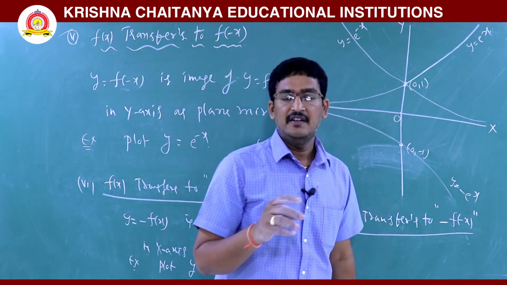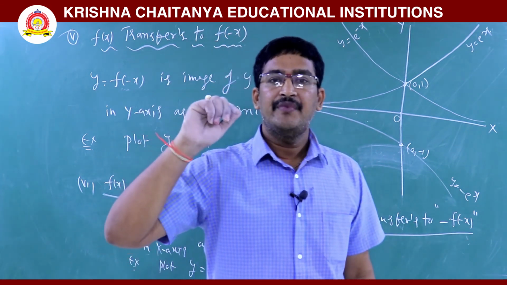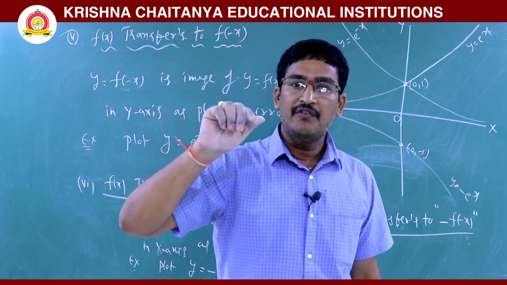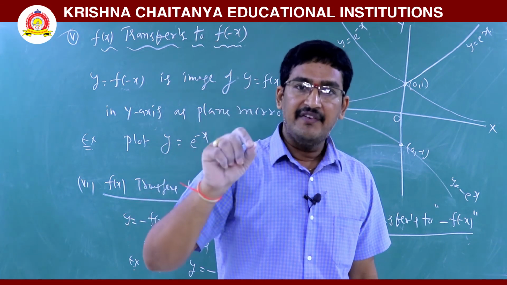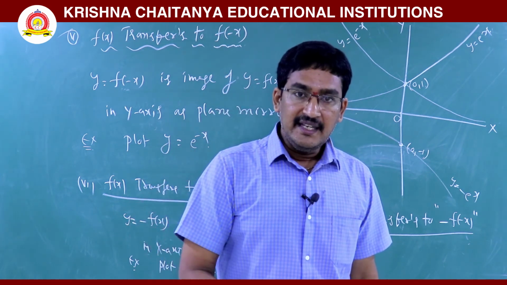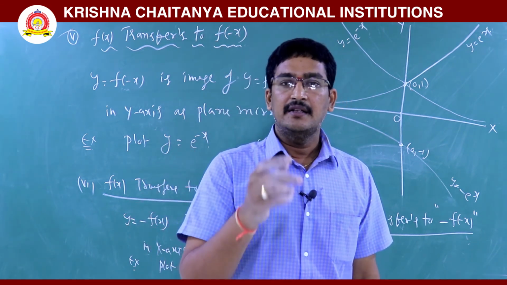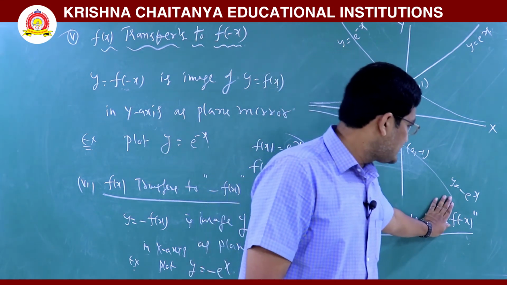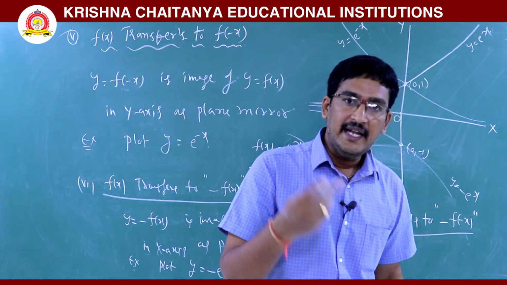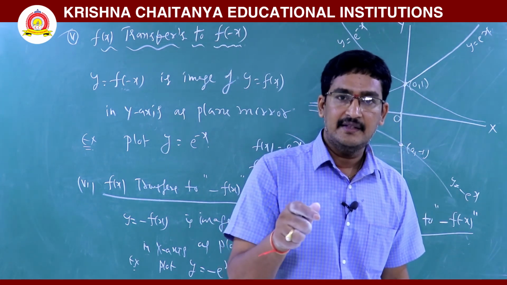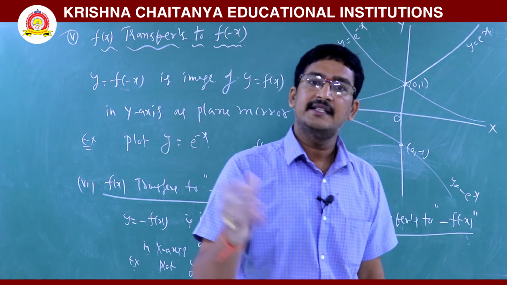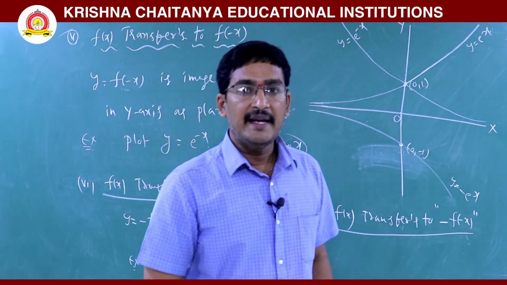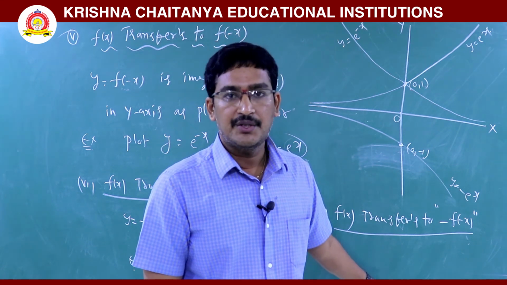Okay, two points are there. First you have to draw an f of x curve, and then you have to find the image of f of x in y-axis as a plane mirror. Then you will obtain the graph f of minus x, and then you have to take the image of f of minus x in x-axis as a plane mirror. Then you will get the curve minus f of minus x. I have understood. Okay.